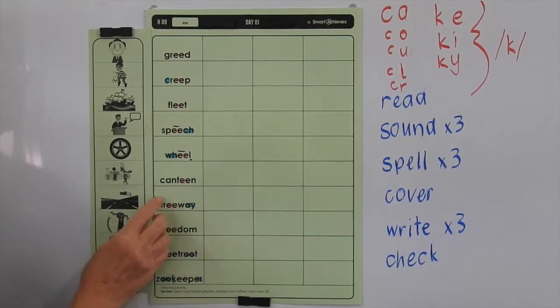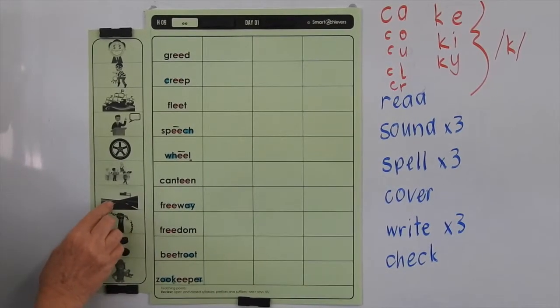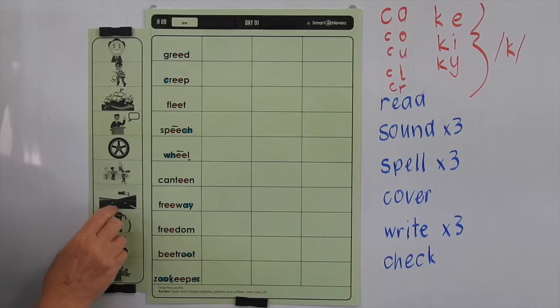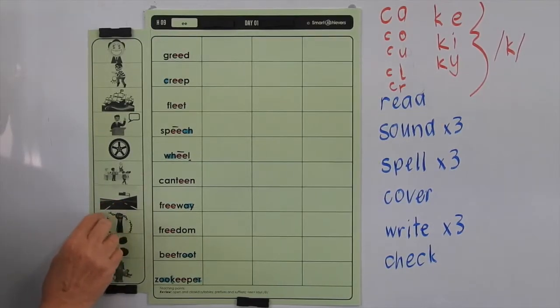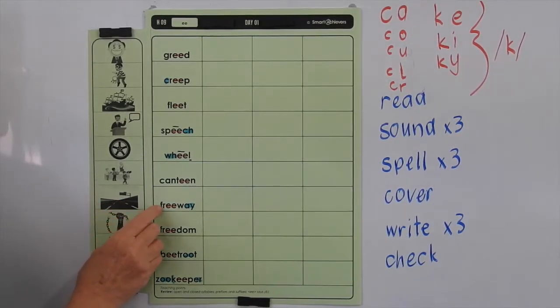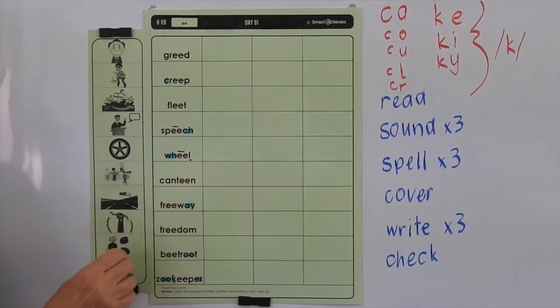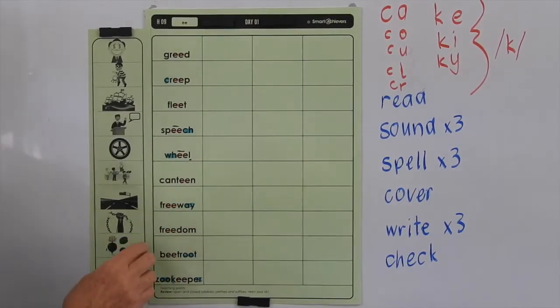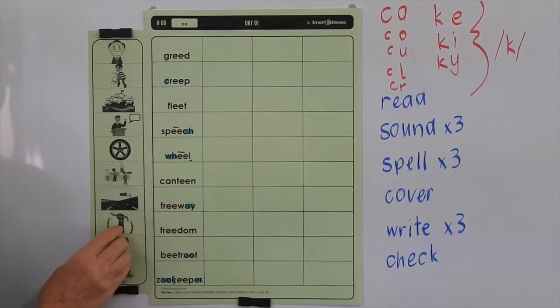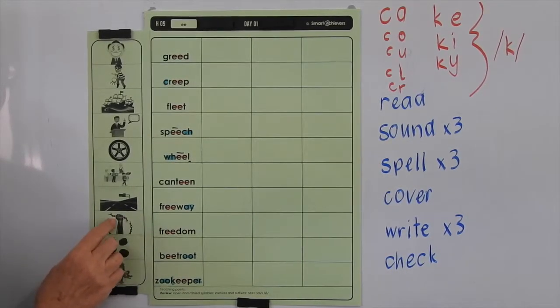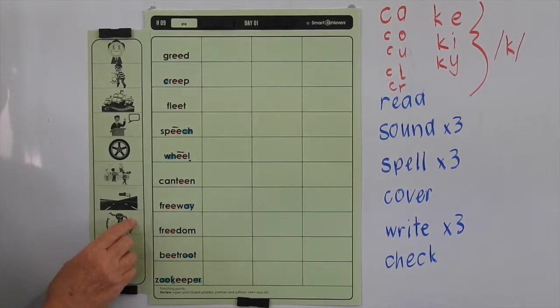A freeway is usually a busy road. It's bigger than a normal street. It usually has many lanes on it to help the traffic flow freely, and usually you can go a bit faster on a freeway. Freedom means that you're free to do as you want, you're not bound by anything.